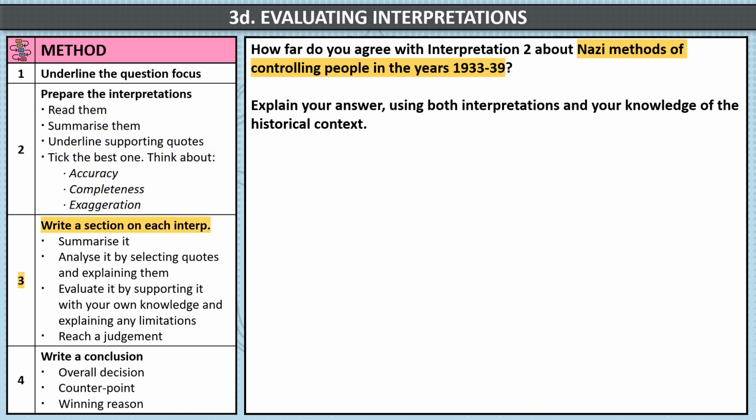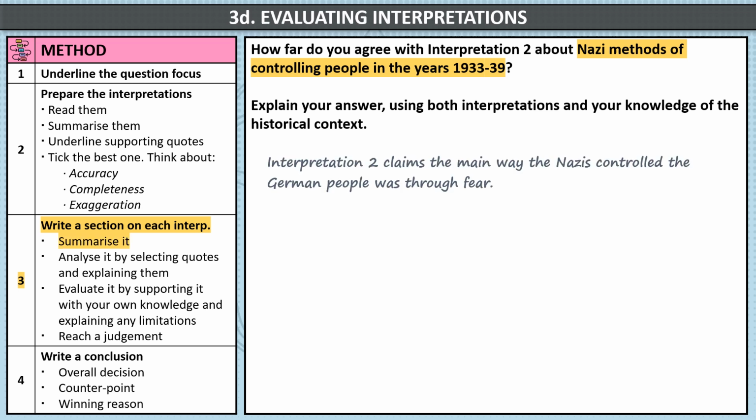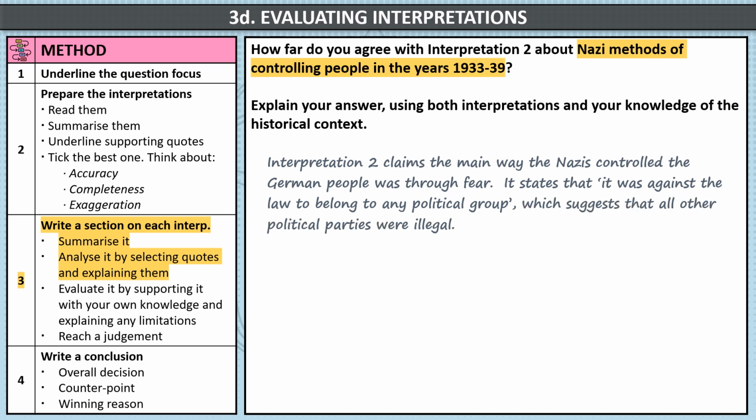And I'm ready to write my answer now. I'll start with interpretation 2, as that was the interpretation named in the question. I'll start off my first main section by summarising it. Then I'll analyse the interpretation. This means I will select a quote from it, like this one, note my quotation marks. Then I'll explain what my quote means.